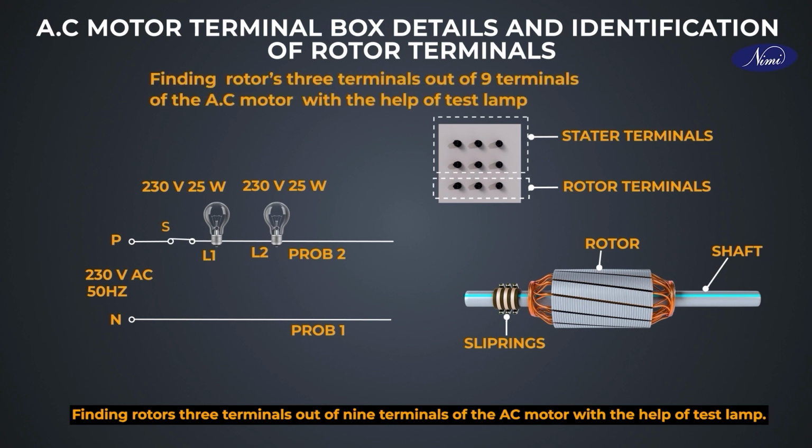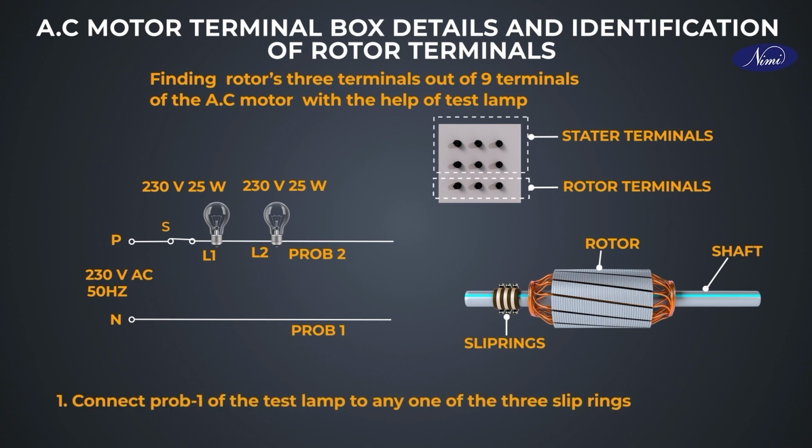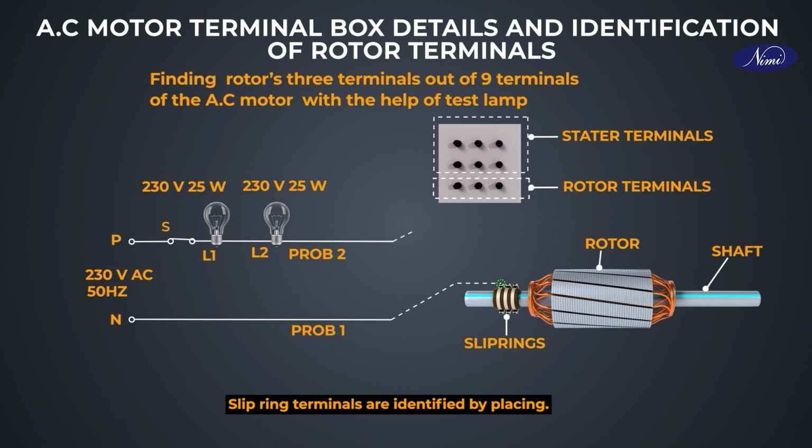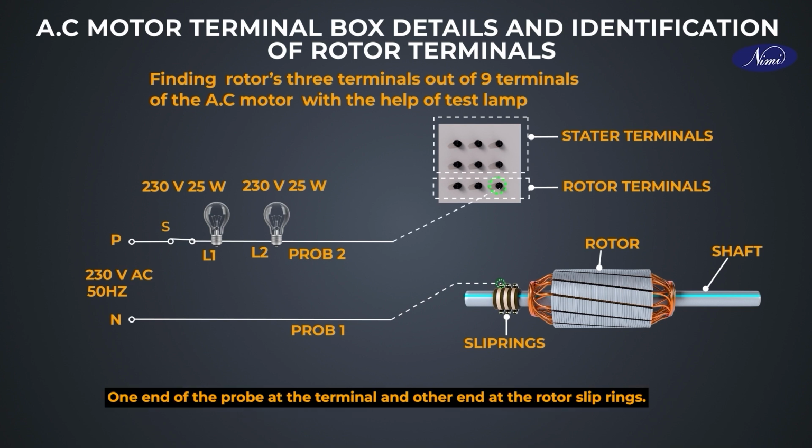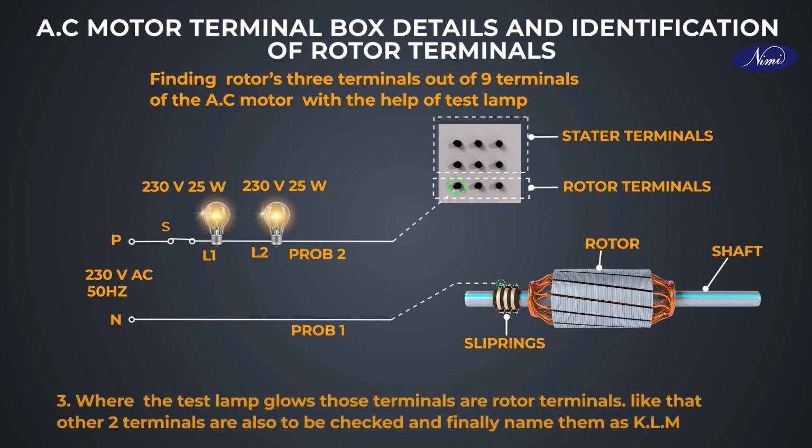Finding rotor's 3 terminals out of 9 terminals of the AC motor with the help of test lamp. Connect probe 1 of the test lamp to any one of the 3 slip rings. Slip ring terminals are identified by placing one end of the probe at the terminal and other end at the rotor slip rings. The point where the test lamp glows, those terminals are rotor terminals. Like that, other 2 terminals are also to be checked and finally name them as K, L and M.